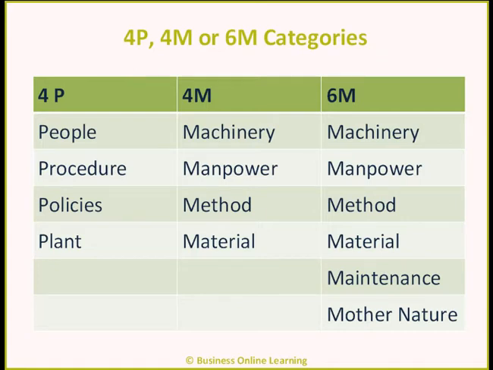There are typical structures available. The 4P asks you to look at the causes under the categories people, procedure, policies, and plant. The 4M structure looks at the categories of what machine problems could be causing this effect. Are there manpower issues? Is there something wrong with the method? Or is the material causing the problem? 6M is the same as 4M, but adds two further: maintenance and Mother Nature.